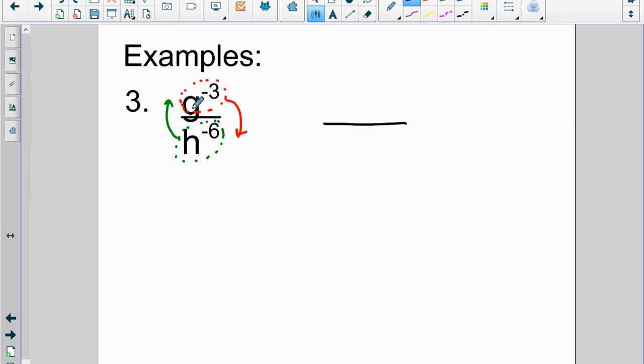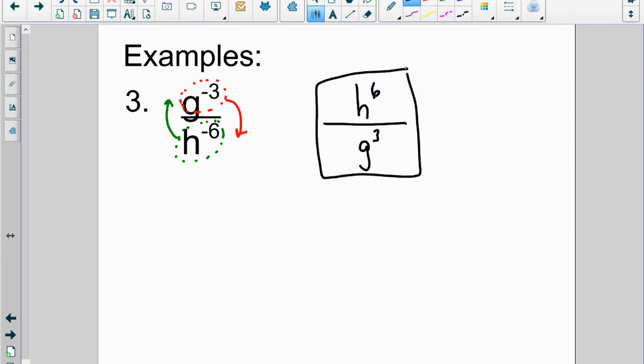So when we do some flipping around, remember to change the exponents to positive anytime you move things around like this. So g to the negative 3rd power in the numerator is going to become g to the positive 3rd power in the denominator. Then the h to the negative 6th power in the denominator, when we move it up, is going to become h to the positive 6th power. Now I have everything with a positive exponent, so it's simplified.